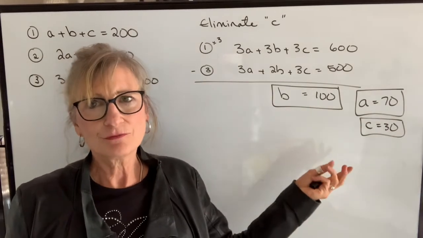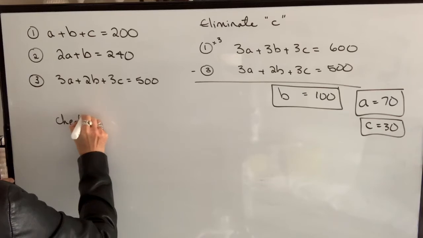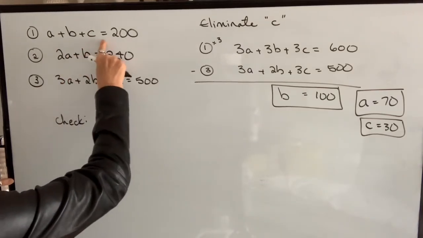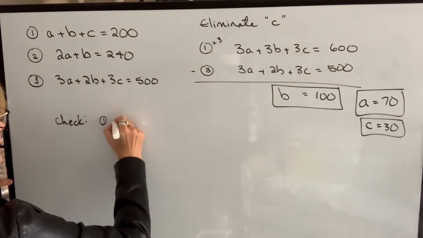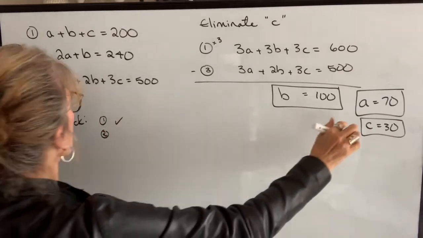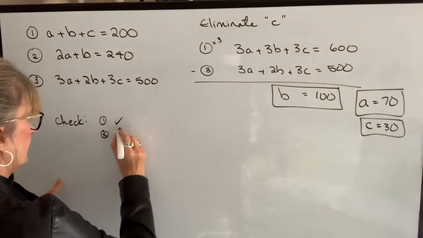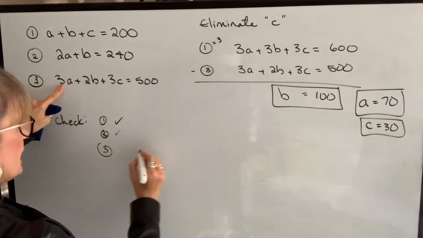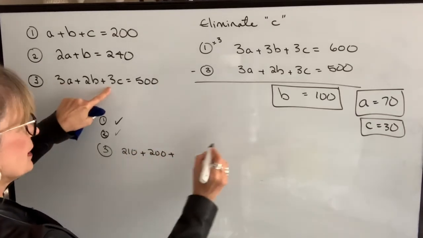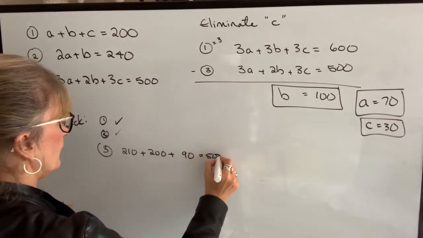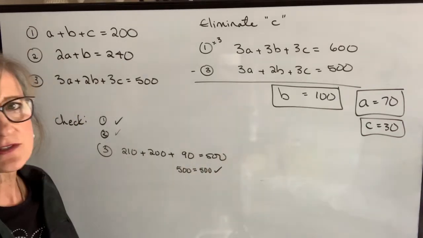Now that we have a solution for all three variables, let's do a check. So equation 1, we know that 100 plus 70 plus 30 equals 200, so we know equation 1 works out. Equation 2, we can do that easily too. 2 times 70 is 140, plus 100 is 240. Equation 3, 3 times A, which is 210, plus 2 times B, which would be 200, plus 3 times C, which is 90. Does that equal 500? We add this up. Yes, it does. So we know that our solution is correct.